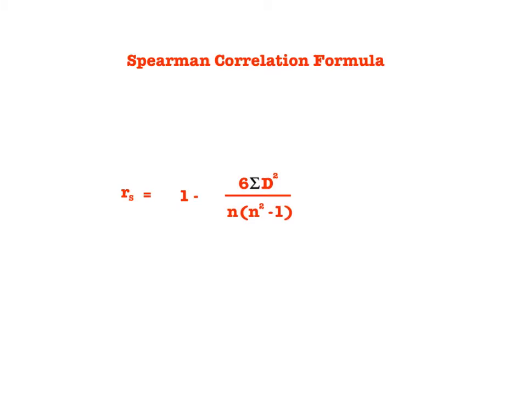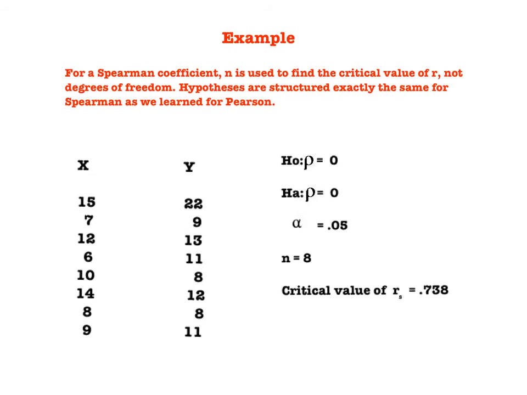Here's the Spearman correlation formula, one of several ways to calculate the Spearman coefficient. At the left here we see the number 1, and from that we're going to subtract this term to the right here, where we take 6 times the sum of the squared difference scores and divide that by n times n squared minus 1. And once we perform all those operations, we will have the Spearman rank order correlation coefficient.